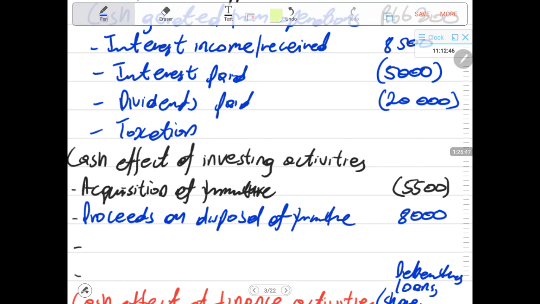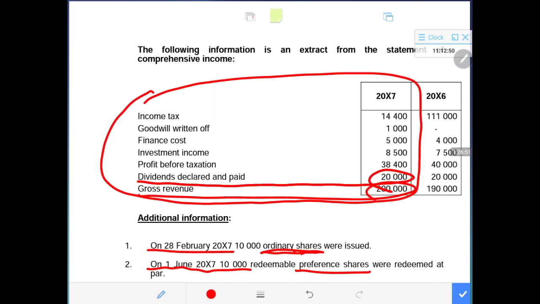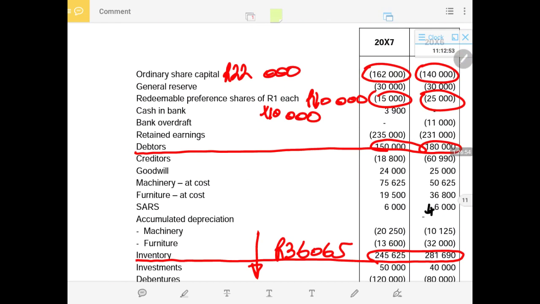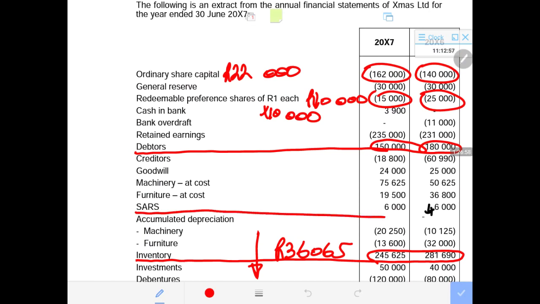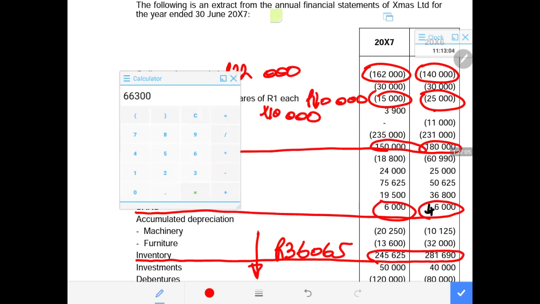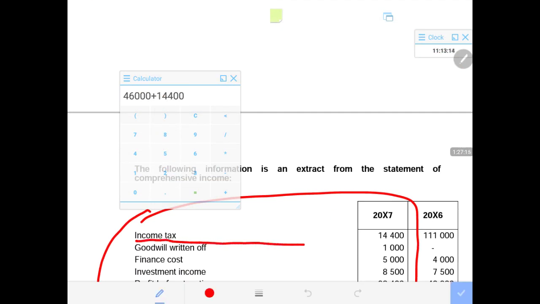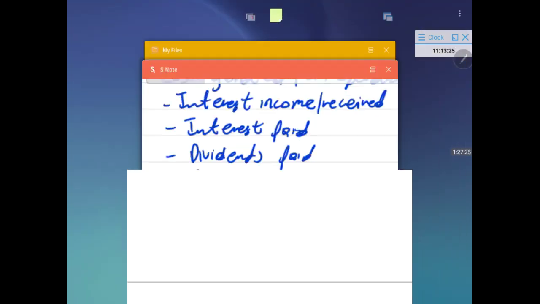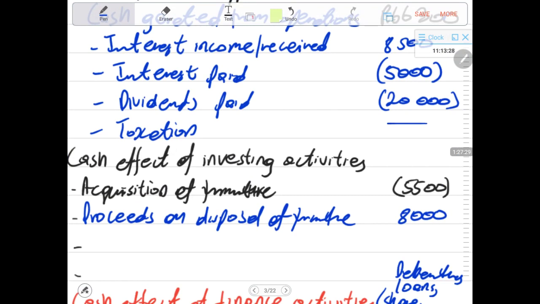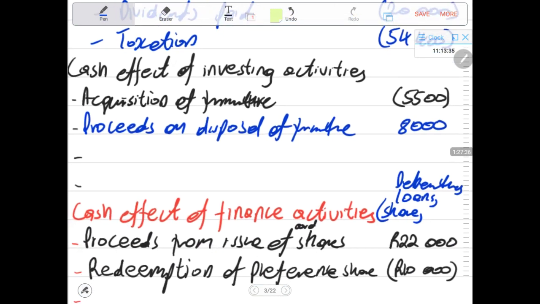Continuing on that same note, we go to taxation. I've just made a few adjustments because there was a typing error there. The opening balance of SARS is 46,000, closing balance is 6,000. What do we do in this case? We say opening plus tax during the year: 46,000 opening balance, plus tax of 14,400. I hope we still remember that the tax expense for the year extracted from the statement of comprehensive income is 14,400, minus closing of 6,000. It gave us 54,400. And I want to highlight the fact that tax is not always a liability in the opening balance. I'll also be talking about that in the next video.